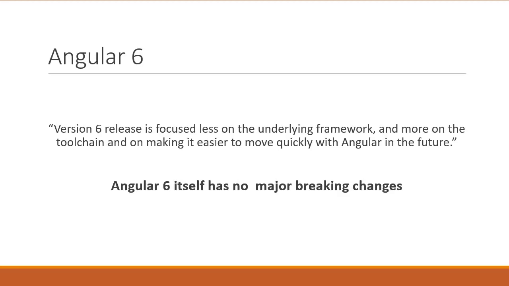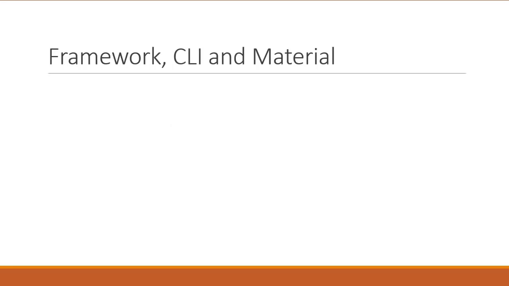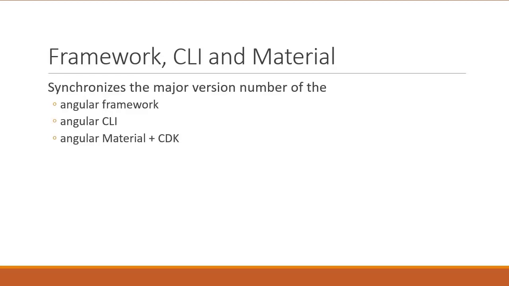Alright, let's take a look at some of the key points from this release. The version 6 release synchronizes the major version number of the Angular framework, Angular CLI, and Angular Material. They all are now version 6.0.0. The minor and patch releases though are completely independent and can change based on that specific project.